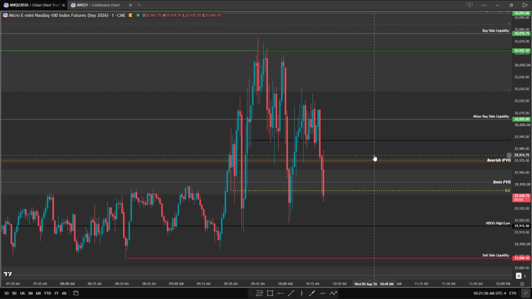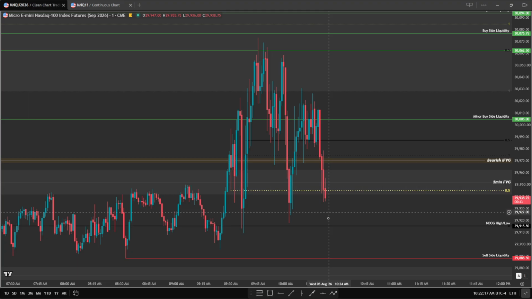And why can I be patient and wait? Because I only need one. So it's interesting that it came up and kissed this fair value gap and did not fill it in, and then immediately came down and closed below this midpoint. I think they'll run out at least this low, if not this low as well.